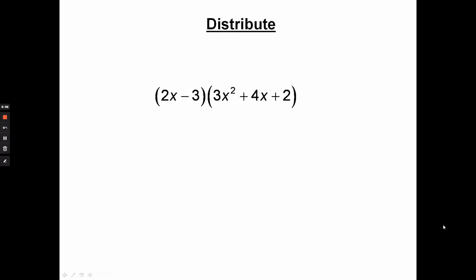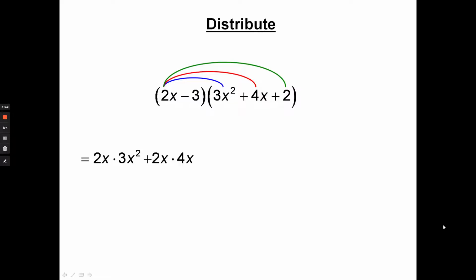Okay, distributing. When we have more than a binomial times a binomial, so for instance a binomial times a trinomial, okay, we're going to distribute. So the 2x gets multiplied by the 3x squared. The 2x gets multiplied by the 4x, and the 2x is going to be multiplied by the 2. So I like to think of this as distributing candy. Everybody gets some candy. So everybody gets multiplied by the 2x. Okay. Next, we're going to multiply everybody by this negative 3. So negative 3 times 3x squared, negative 3 times 4x, and negative 3 times 2.